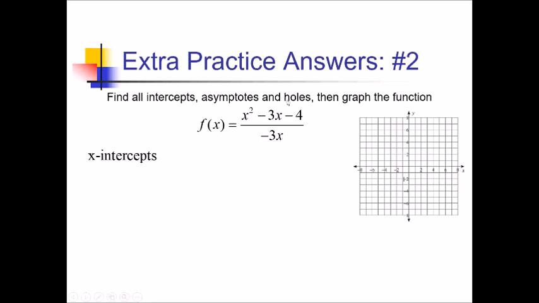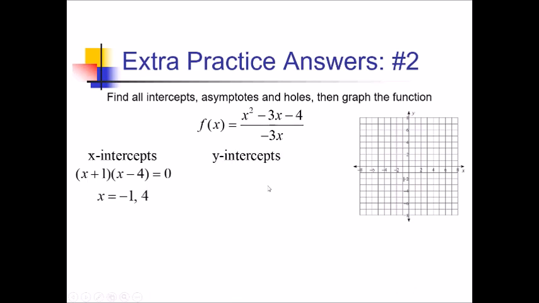So things that multiply to negative 4 and add up to negative 3, that would be x plus 1 and x minus 4. So setting each of those equal to 0 and solving, I get x equals negative 1 and positive 4 for the x-intercepts.